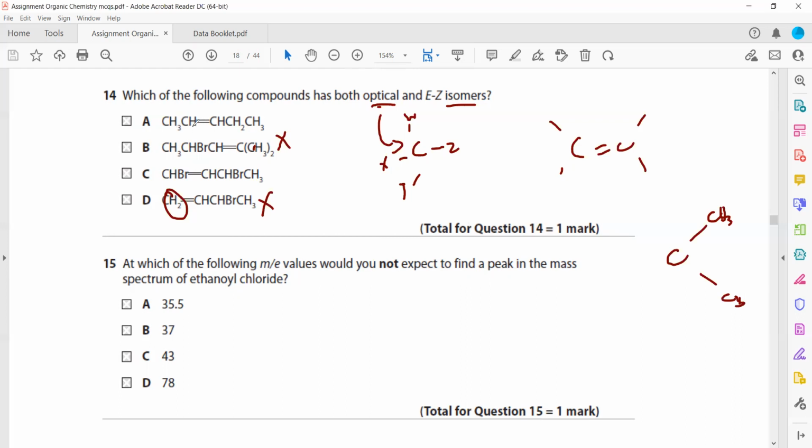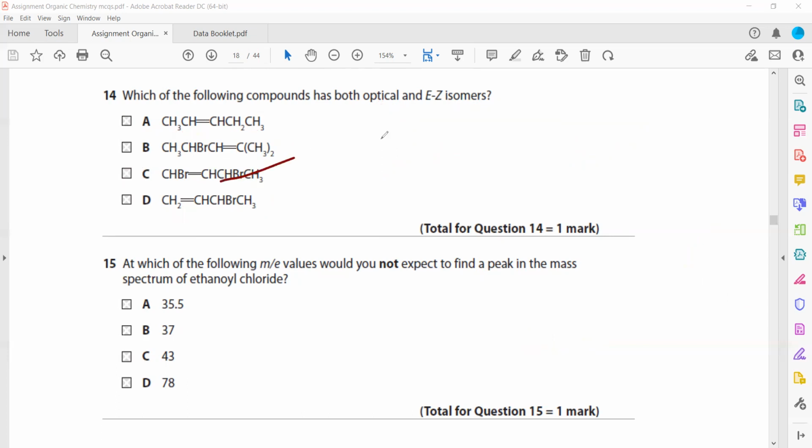A and C both can have geometrical isomers, but when we check optical, there should be different groups attached. This cannot be a chiral carbon. A carbon with a double bond can never be a chiral carbon, because there is a double bond between the two. So there is no chiral carbon. But when we check here, this carbon is a chiral carbon, which has H attached, Br attached, CH3 attached. So that's why C is the right answer.